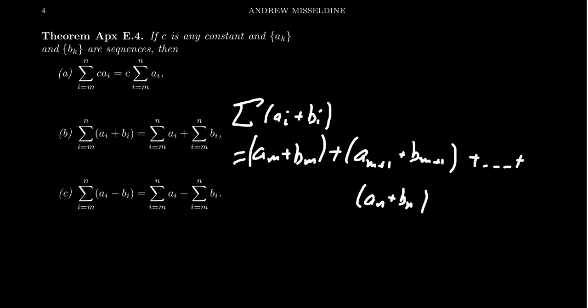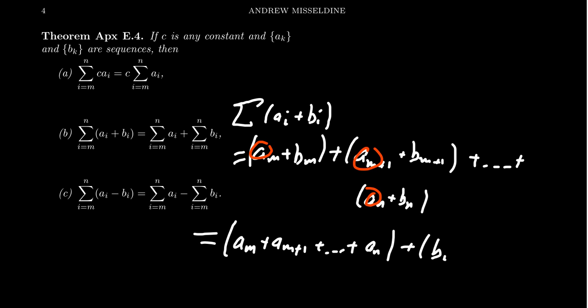And so this is a sum, so it's commutative, it's associative. We can move things around, we can ignore parentheses here. What if we try to gather all of the a's together? This is sort of like the proverbial sifting the wheat from the tares. So if we gather all the a's together, we're going to get a_m plus a_(m+1) all the way down to a_n. And then if we put all the b's together, we get b_m plus b_(m+1), and this will continue all the way down to b_n, like so.